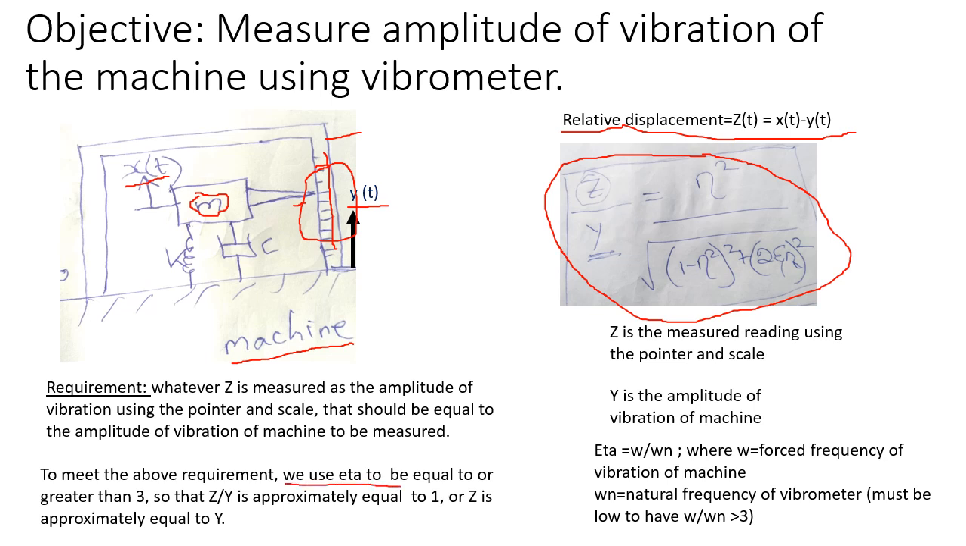When we use eta to be equal to or greater than 3. So take a calculator and put a value for eta greater than or equal to 3, and put any value for zeta. Zeta should be between 0 and 1. So you should get z by y almost equal to 1. Almost, not exactly equal to 1, but almost equal to 1. If that is the case, then whatever you are measuring in z will be equal to the amplitude of vibration of the machine using the vibrometer.